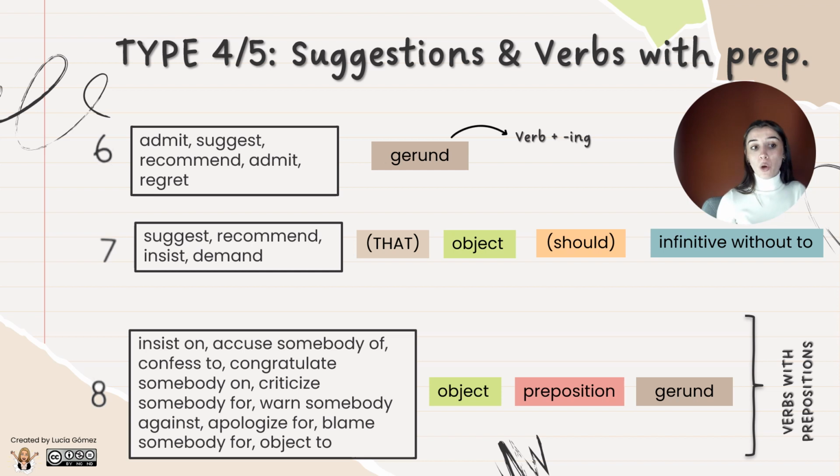Sin embargo, tal y como podemos ver en el grupo 7, el verbo suggested aparece con otra estructura distinta, ya que además de decir the teacher suggested practicing, imagine, I can say as well, the teacher suggested that we should practice, for instance. Both are possible. The one with the gerund sounds more English, sonaría mucho más inglés que la del segundo grupo, pero también sería posible, ¿ok? Then we have, last but not least, verbs with prepositions.